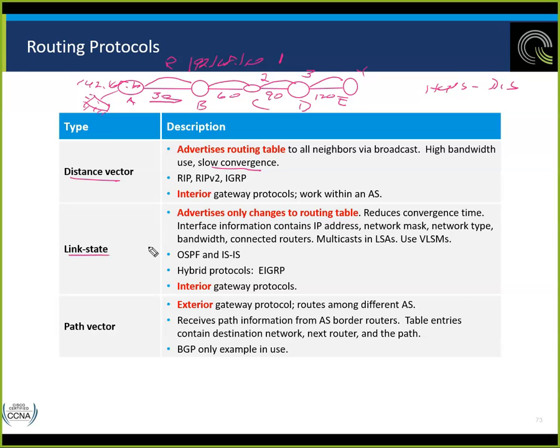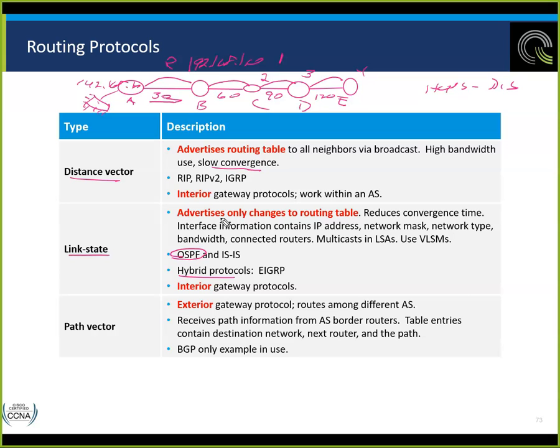Link state protocols are a little more efficient. OSPF is going to be the one here, and down here, hybrid is EIGRP, but you don't see EIGRP really in either one of these. EIGRP does have a hop count, but it has characteristics of both. It's going to be called a hybrid protocol, but OSPF is the link state protocol.